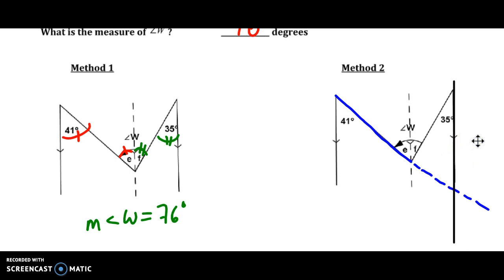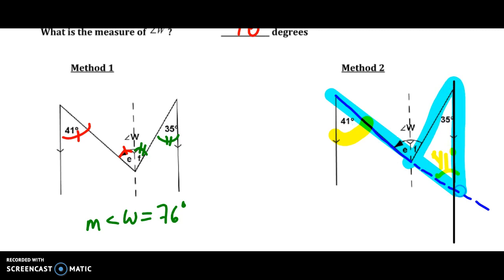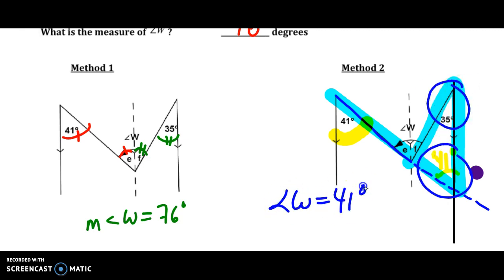Okay, so how does that help me? Well, I still have these alternate interior angles here. So this is 41 degrees. But now if you look, I have a triangle, one of whose side creates an exterior angle W. So I could use the exterior angle theorem, and angle W equals 41 degrees plus 35 degrees, which again is 76 degrees.